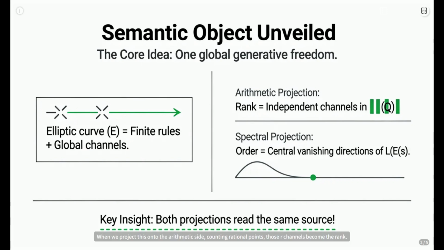When we project this onto the arithmetic side, counting rational points, those R channels become the rank. Projected onto the spectral side, looking at the L-function's behavior, those same R channels show up as the central vanishing order. It's not magic, it's just one object viewed from two different angles.